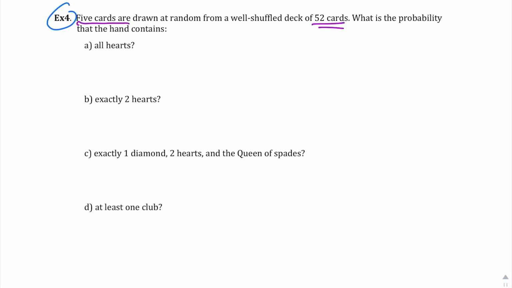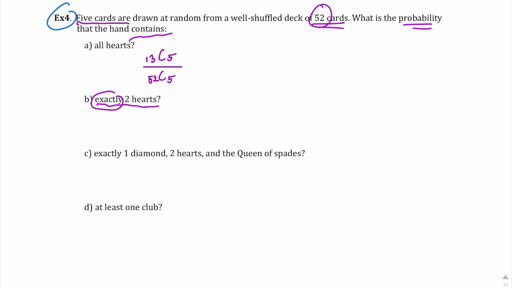Okay, so we've got 5 cards that are drawn, total sample space or total number of options 52 cards, and we want the probability of all hearts. There are 4 suits in a deck of cards. Hearts are 1/4 of the cards, so there are going to be 13 hearts in a deck, and it's 13 choose 5 divided by 52 choose 5, the total number of ways of getting 5 cards from a standard deck of 52. Exactly 2 hearts. Now we want to watch out for the word exactly.